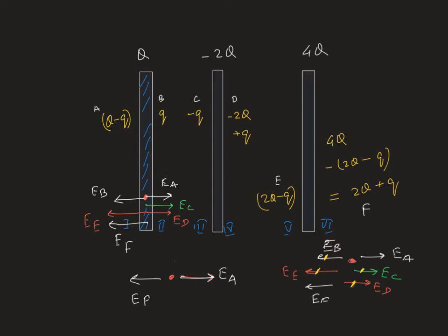Why same signs? The field due to A must be away, so towards right. The field due to F must be away, so towards left. So they must have same signs. So Q at A equals Q at F, and that gives us Q minus Q equals 2Q plus Q, and finally we get small q equals minus Q by 2. This is the value of small q that we have calculated.